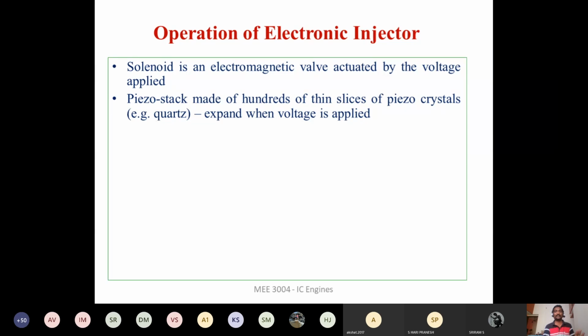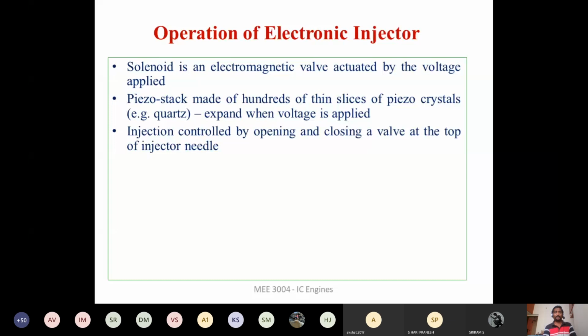In these two cases, we have to supply voltage. The actuation mechanism can be by solenoid or by piezo crystals. These piezo crystals will be something around hundreds in number, and we'll be stacking the slices of the piezoelectric crystals. I think you have studied the piezoelectric effect, right?